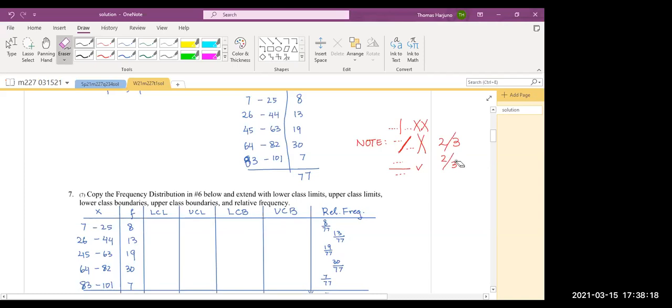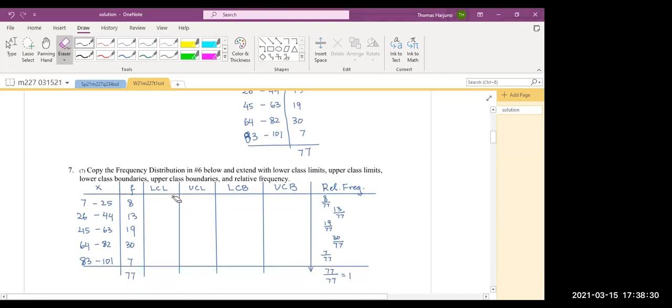Okay, now then let's go back to the lower class limit, upper class limit. That's supposed to be easy, right? I really hope the first 2 columns here, the lower class limit and upper class limit, are seen as a bonus question. I just need you to know the terminology basically.